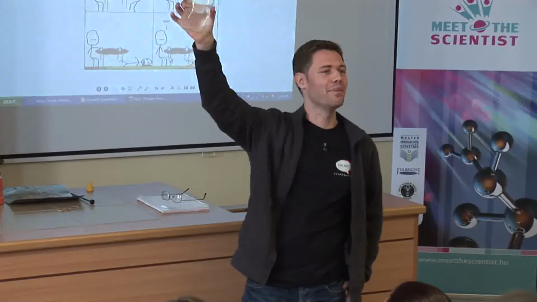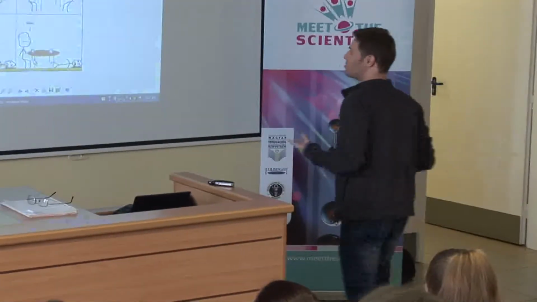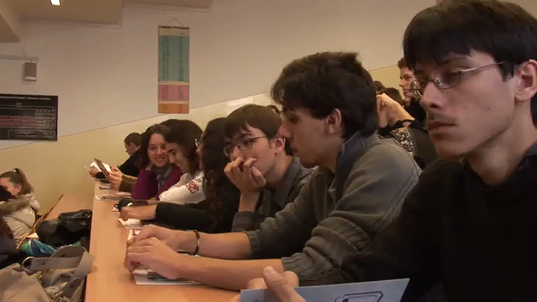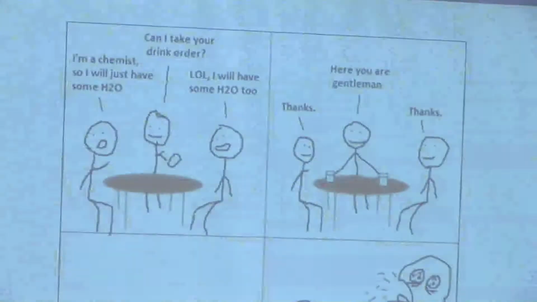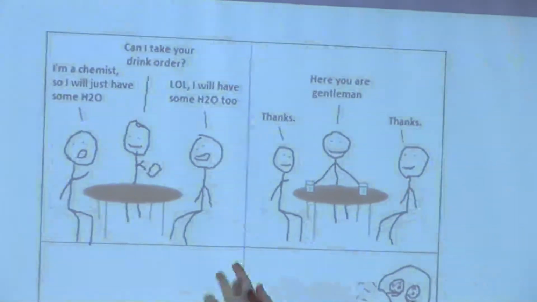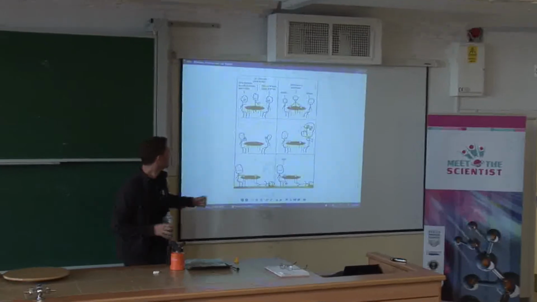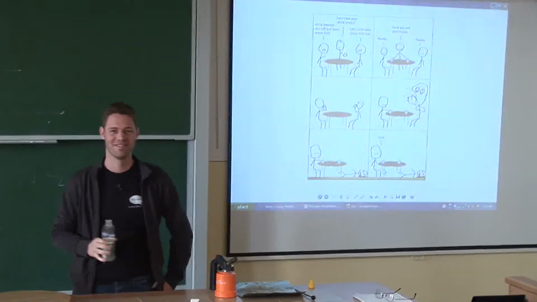It's very hard to tell by the looks, and that's why I brought this little comic strip for you. I'm sure many of you have seen this because it got tens of thousands of shares on Facebook recently. If you haven't seen it yet, or if you cannot read it from behind, it's just the regular joke setup. Two men walk into a bar. One says to the bartender that I'm a chemist, so I will just have some H2O. Very funny. The other guy says, okay, I will have some H2O too.